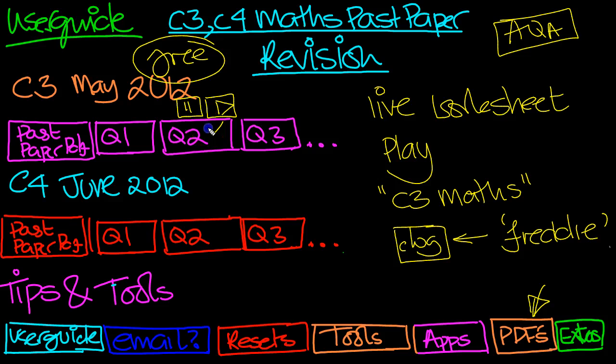Once you've had a go at a question, it shows a tick mark so that you can keep track of the progress that you've made in the paper. There's resets here, of course, so that you can reset any particular row or reset all as well to have a fresh start.